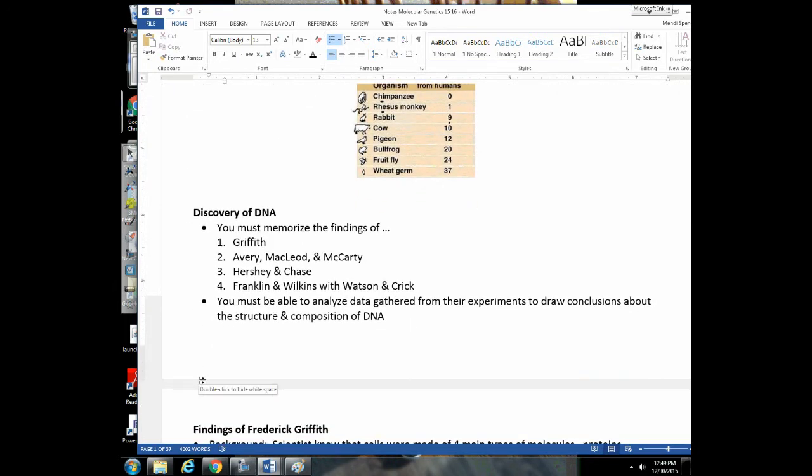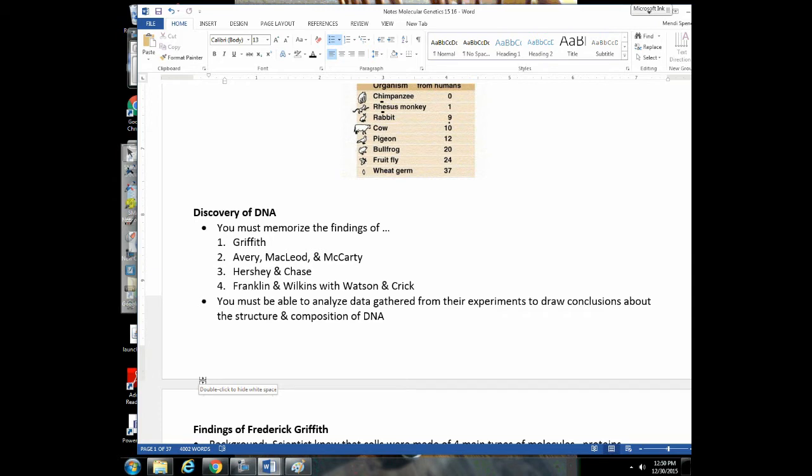What we're going to focus on next is a little bit of history about DNA and how we came to know about DNA, and that it was the genetic information and not proteins or carbs or lipids that were getting passed down from generation to generation. And we're also going to learn a bit about the history of the discovery of the structure of DNA.